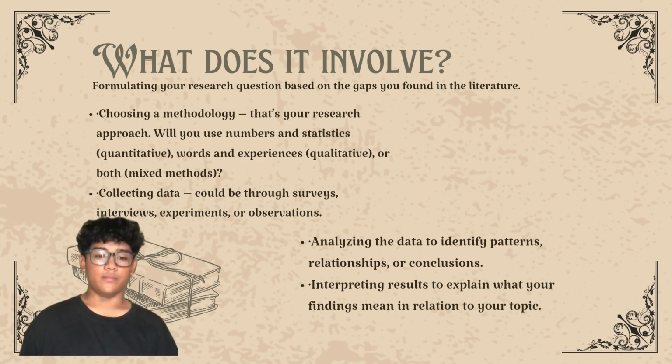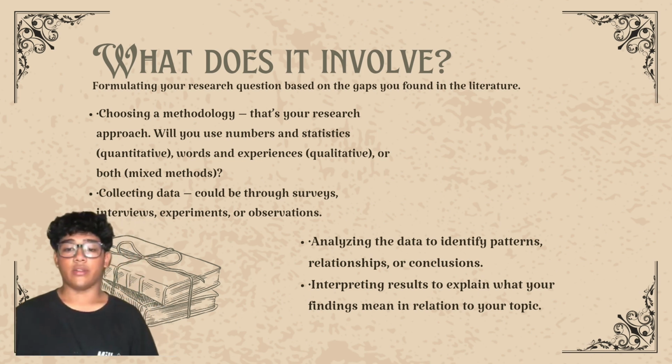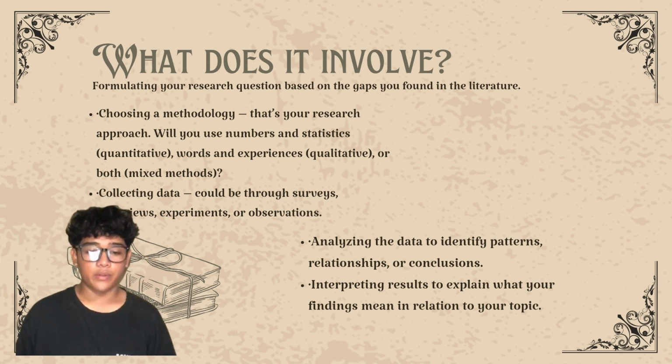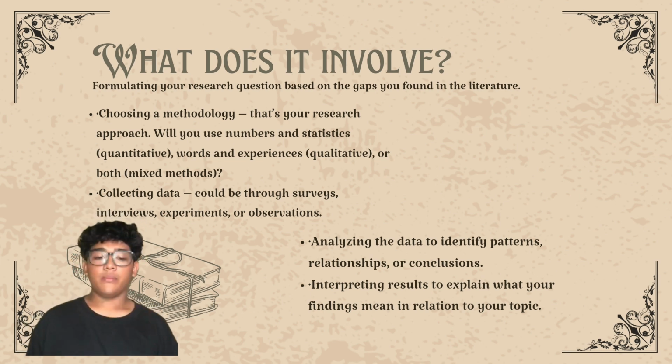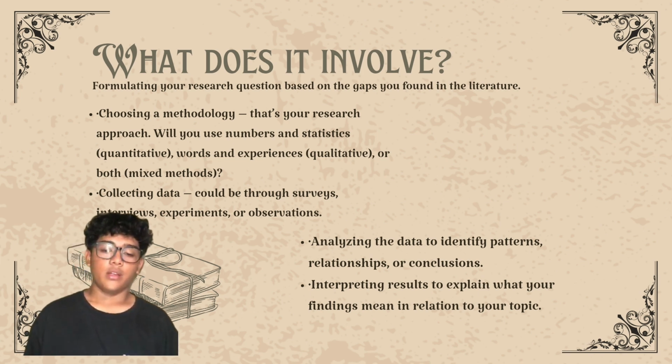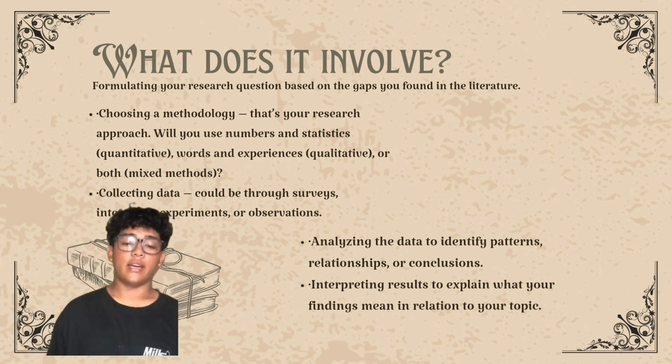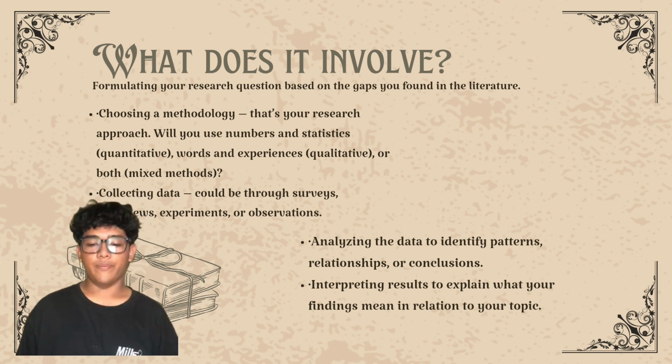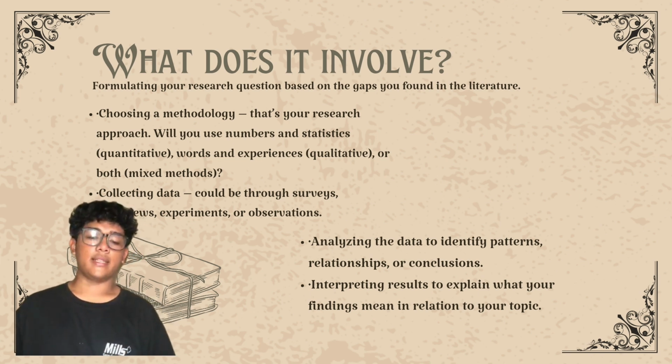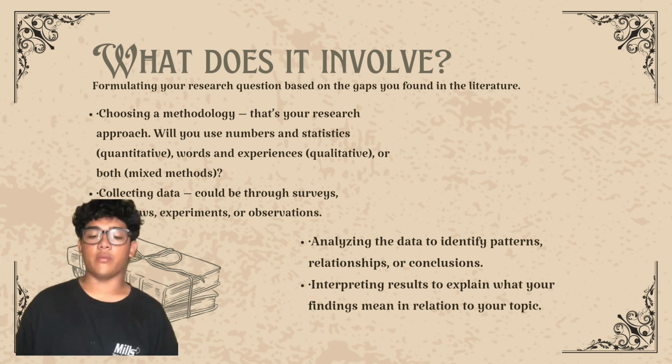So what does it involve? Formulating your research question based on the gap you found in the literature. First, choosing a methodology. What's your research approach? Will you use numbers and statistics, like quantitative, or words and experiences, like qualitative, or both, mixed method? Next is collecting data. It could be through surveys, interviews, experiments, or observations. And next is analyzing the data to identify patterns, relationships, or conclusions. And lastly, interpreting results to explain what your findings mean in relation to your topic.